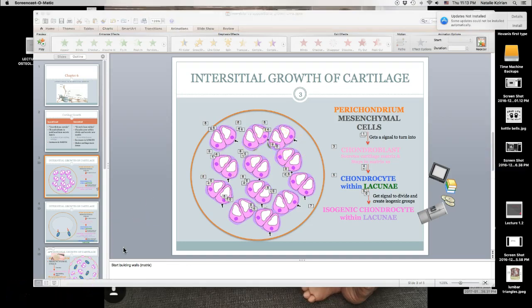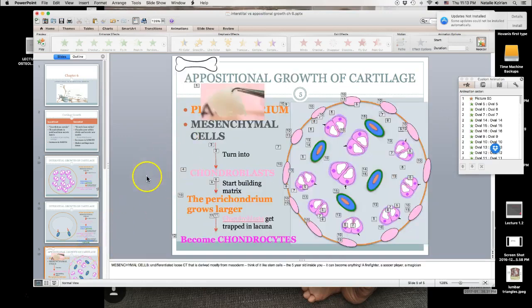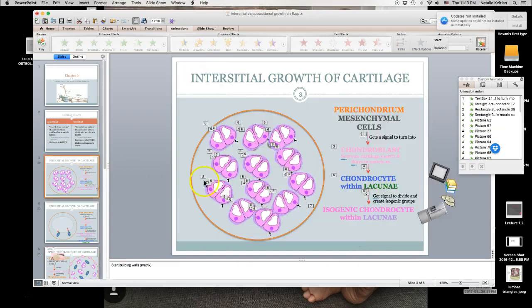Actually, before I end, I also want to add that appositional growth, which was this last topic that we talked about, is going to happen the same way for bone and cartilage, whereas interstitial growth, like I said, the process we went through is for cartilage, but interstitial growth of bone is more of that growth at the epiphyseal plate. So I just want to make that clear.